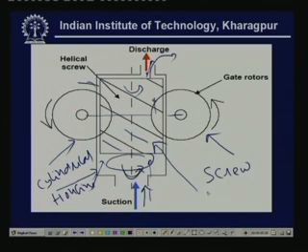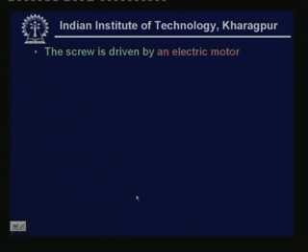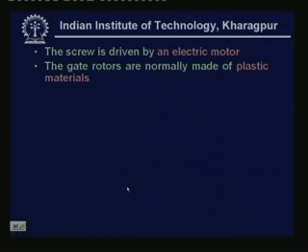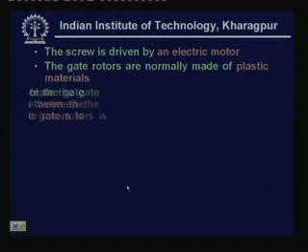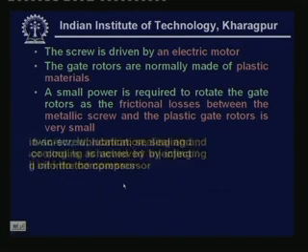Normally the screws are metallic and the gate rotors are plastic. That means they are made of plastic materials, and the helical screw is made of metallic material. The screw, as I said, is driven by an electric motor, and the gate rotors are normally made of plastic materials. A small power is required to rotate the gate rotors, as the frictional losses between the metallic screw and the plastic gate rotor are very small.